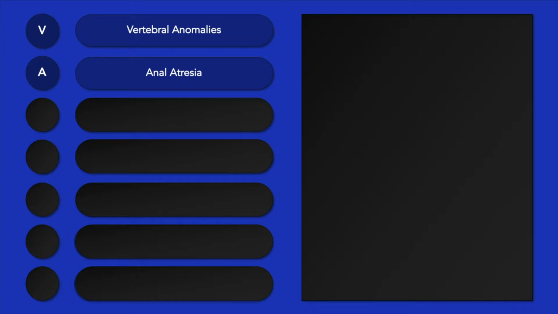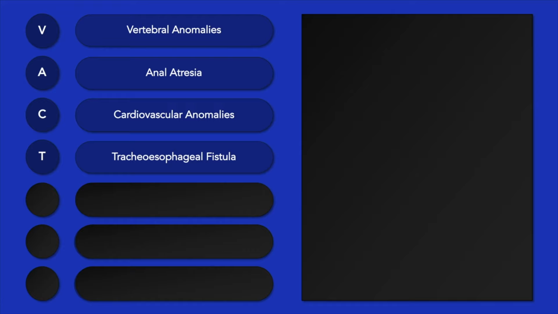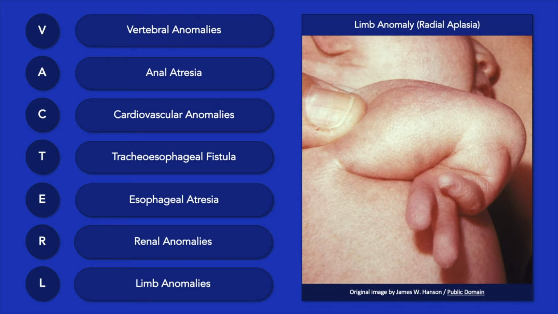C stands for cardiovascular abnormalities, the most common of which are ventricular and atrial septal defects. Tetralogy of Fallot may also occur. T stands for tracheoesophageal fistula, while E stands for esophageal atresia. R stands for renal anomalies, such as renal dysplasia or aplasia and vesicoureteral reflux. And L stands for limb anomalies, such as radial aplasia.